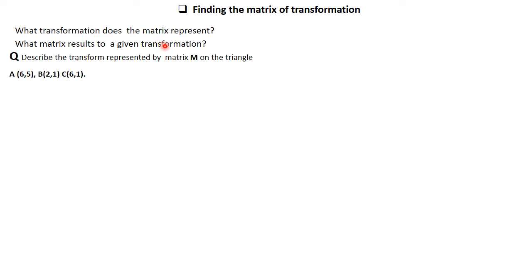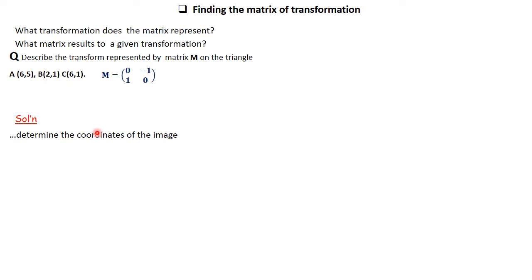So the first one, we have a question. Describe the transformation represented by a matrix M on the triangle ABC, and the matrix is 0, 1, negative 1, 0. So we continue. Solution. The first thing we'll need to look for is determining the coordinates of the image. Remember, here we are given a matrix. We want to know what transformation it has on the given object. Therefore, we must have the object and its image.